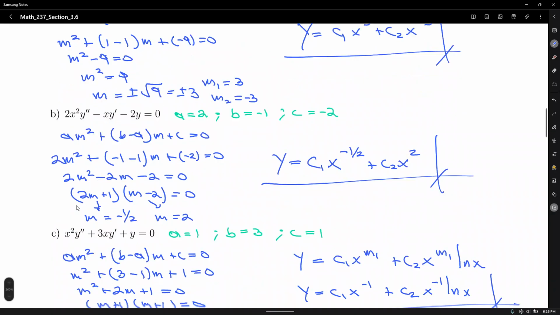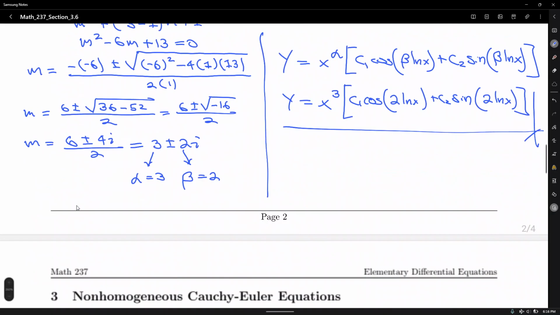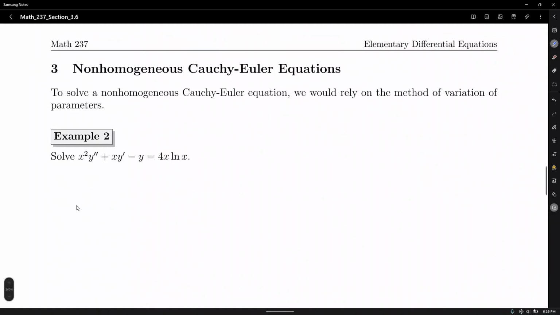Now, what else can we do with Cauchy-Euler's equation? In the next topic, I'm going to solve an example of a non-homogeneous Cauchy-Euler equation. So what do we do in this case? Well, we rely on the method of variation of parameters, which is the topic we covered in the previous section in lecture.